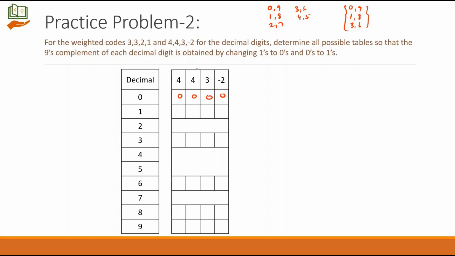What is 4 plus 4? It is 8. 8 plus 3 is 11. 11 minus 2 is 9. So all the places will be 1 here. Make sure you are following this rule.